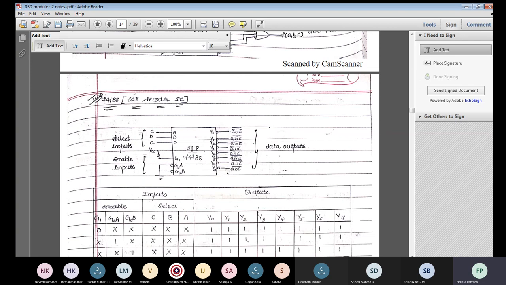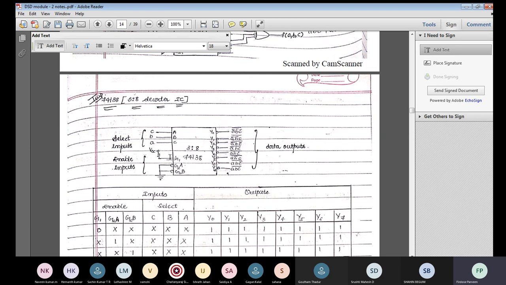So now, how is the 3:8 decoder? It is A, B, C. The 74138 has 3 inputs, so 2 raised to 3 means it is 8 outputs. Always when you are having 3 inputs, it is 2 raised to 3, so 8 outputs. When you are having 2 inputs, 2 raised to 2, it is 4 outputs.